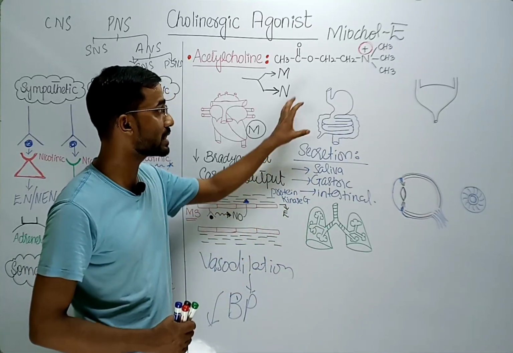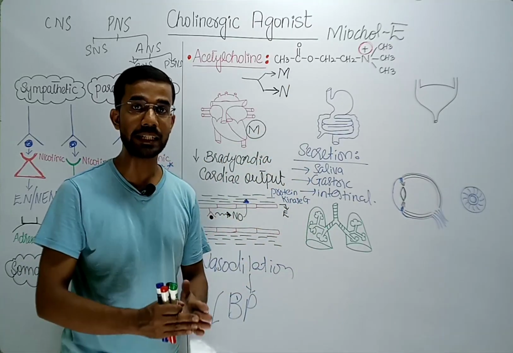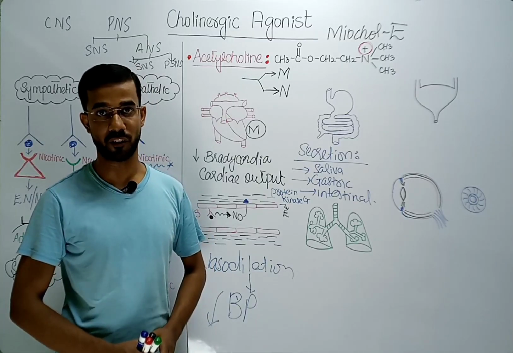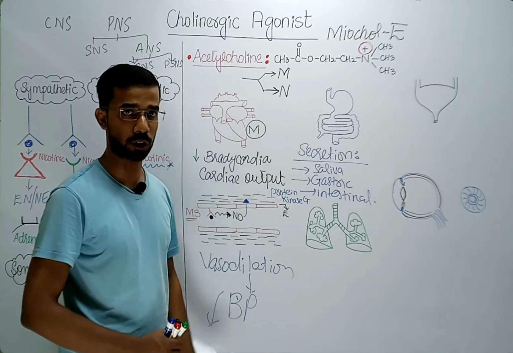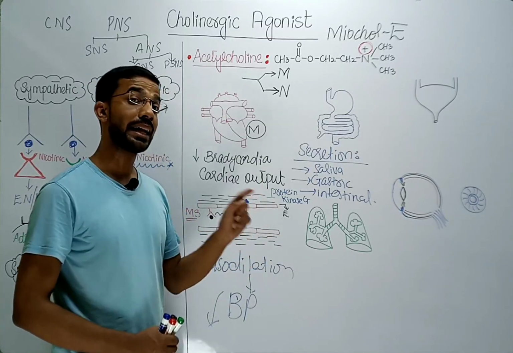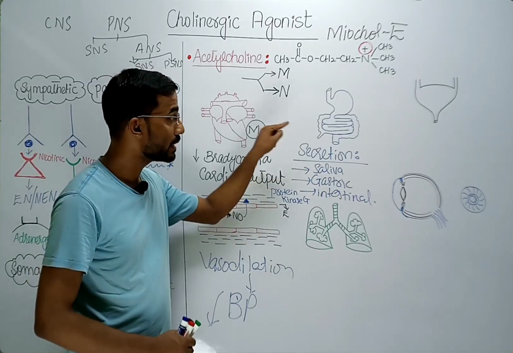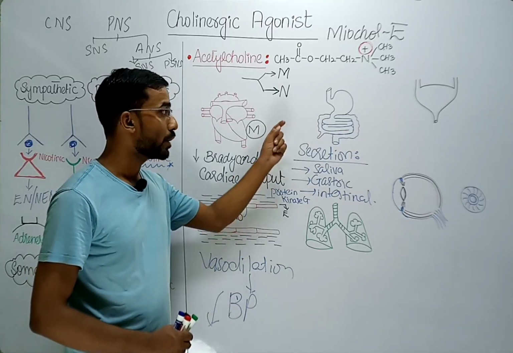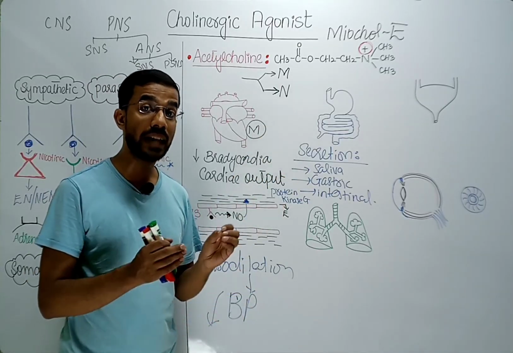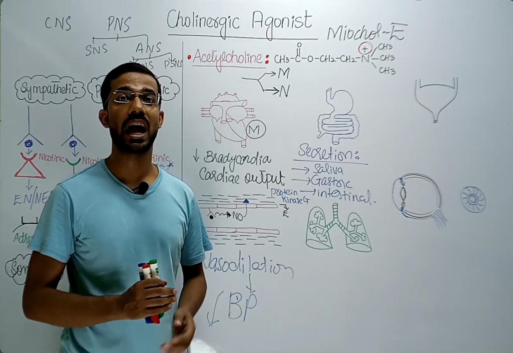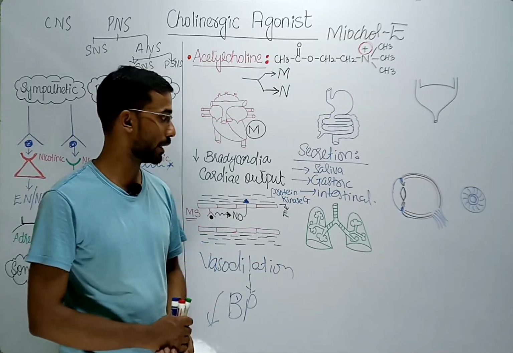Along with that, you will see an increase in the motility of the gastrointestinal tract. That is the important thing. And the adverse effect related to the GIT tract is that, due to the high motility, diarrhea can be seen as an adverse effect of the acetylcholine.